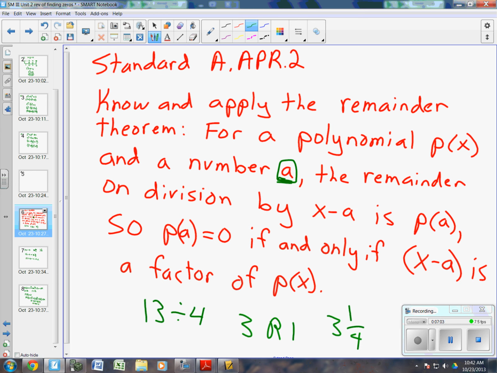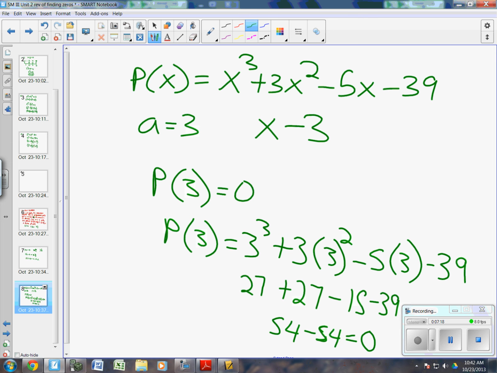The remainder on division by x minus a is p of a. So p of a equals 0 if and only if x minus a is a factor of p of x. So we plug in a to check. Now what if I go back to this problem right here and check to see if 2 is a solution?